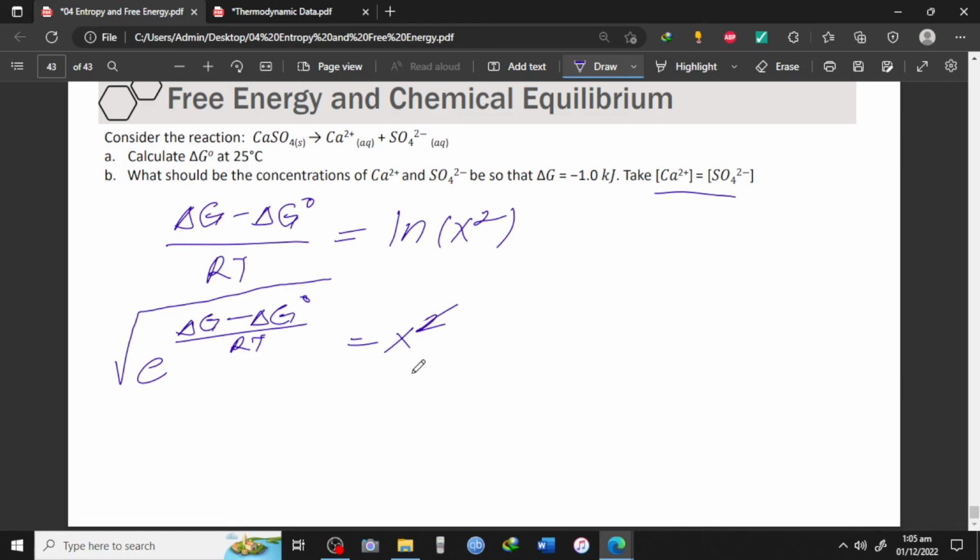Okay? So, let's just plug in the values. Plugging in the values, ano yung standard free energy na, or non-standard muna? Negative 1 kilojoule. Okay, after that, ano yung next natin? Kilojoule to.